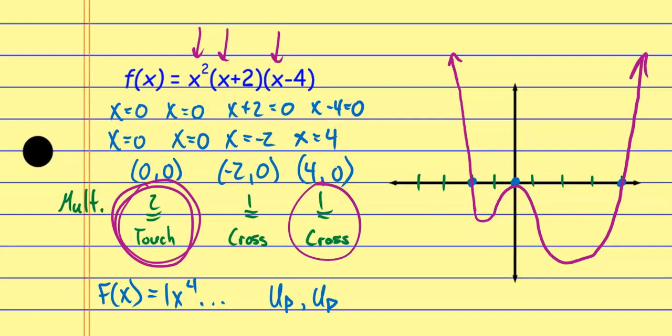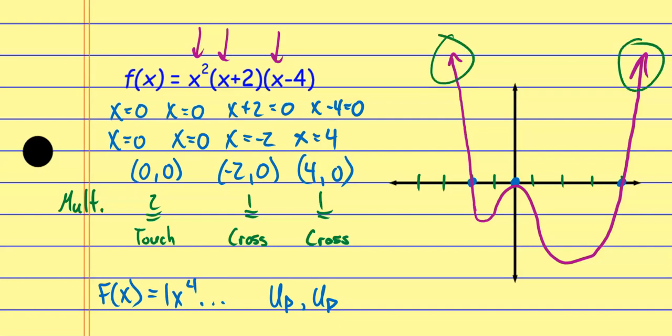That's that slight effect that this thing has. Okay? So when we have an even multiplicity, that's what changes things. That makes us do a relative minimum or relative maximum at that point, where we just touch the axis. And notice, look at my end behavior. It works out up, up.